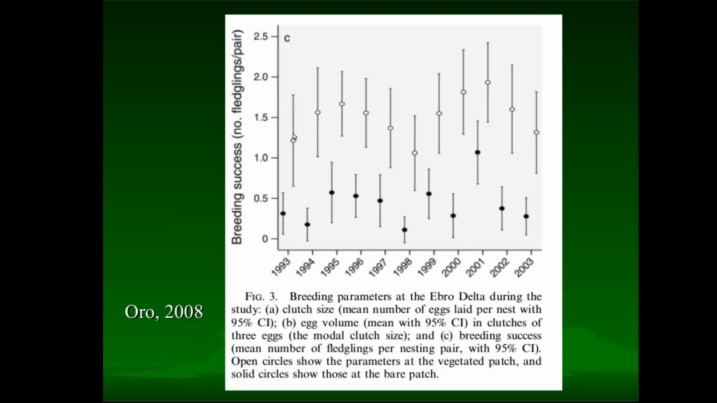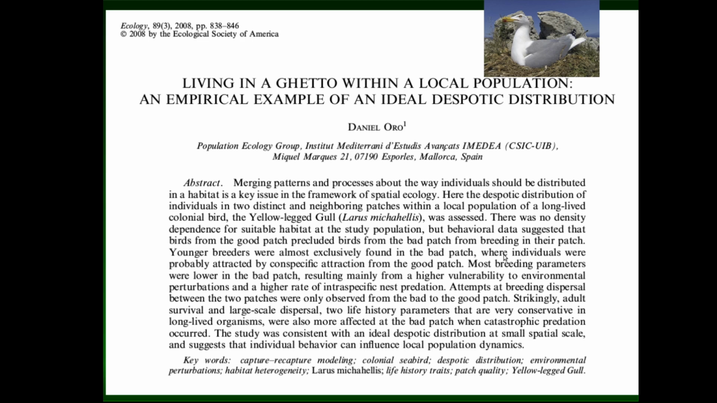So here's a graph that shows breeding success, reproductive success in the good habitats here, the open circles, in these years, and also the success in the unvegetated poor habitats in the same years. So this sort of emigration happens fairly frequently in birds and mammals.